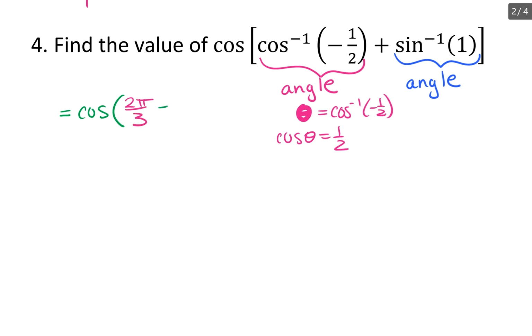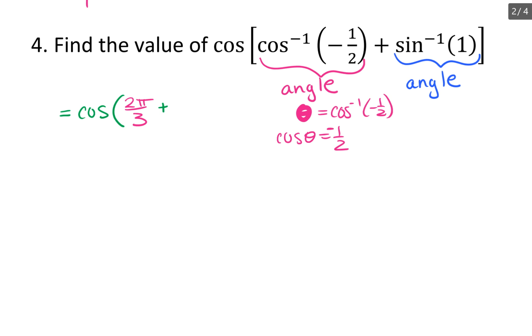Okay, and then, no, not 2 pi over, I lost my negative. Oops, it's a negative 1/2, and I wrote cosine theta equals 1/2. Negative 1/2, so we get 2 pi over 3. There we go. Confused myself there.